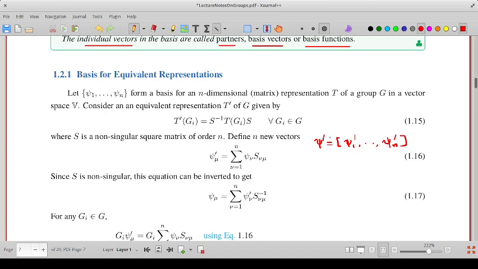So once we write it that way, and similarly the row vector psi as psi1, psi2, etc., up to psi n, then this equation is the same as psi dash equal to the row vector psi multiplied by the square matrix S. Now since S is non-singular, S inverse exists, and therefore we can multiply this equation from the right with S inverse. So we will get psi dash times S inverse equal to psi S times S inverse, but S times S inverse is the identity matrix, and therefore this is equal to psi.